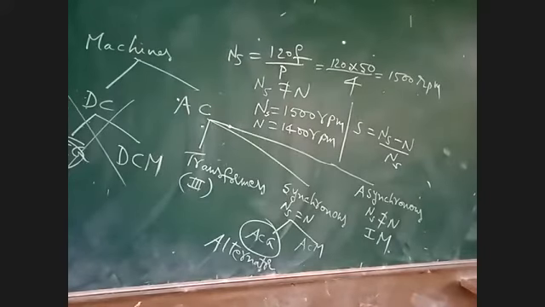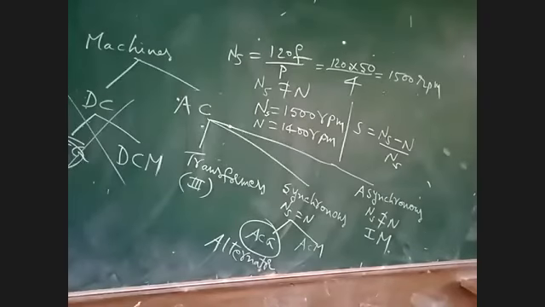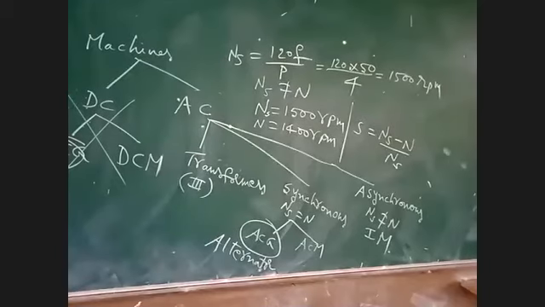But in an induction machine, we define one term called slip, because there is a mismatch in the speeds. Slip is defined as (ns minus n) by ns. They will ask this formula for 2 marks in the exam. You have to write the slip formula and the ns formula also. ns is equal to 120 f by p. Tomorrow we'll discuss all these things. Problems will also be given based on these formulas. Very simple formulas. You will easily get 2 marks in induction machine.